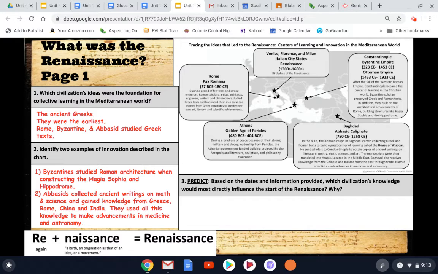Okay, so question number 3. This is a prediction question. This is going to be where you have to think for yourselves for a moment. Based on the dates and information provided in this chart, in this graphic, which civilization's knowledge would most directly influence the start of the Renaissance? And why do you think? So think about this and be careful. This is not a straightforward, easy question. It's probably not the civilization that first comes to mind when you think of the Renaissance.